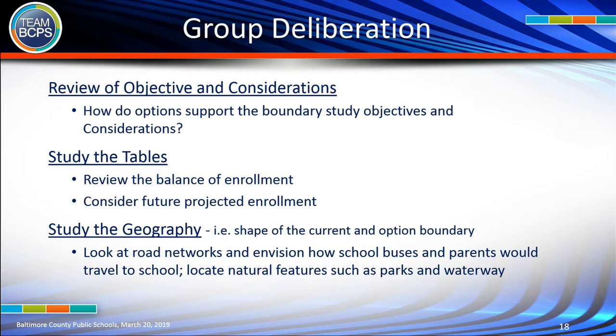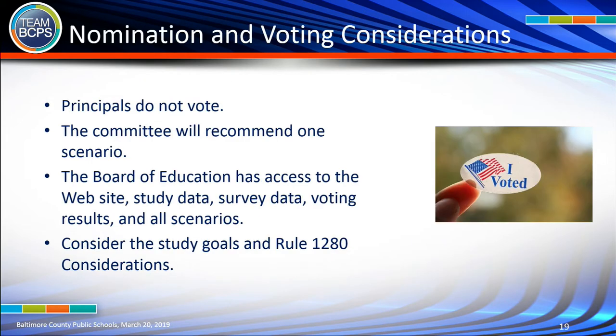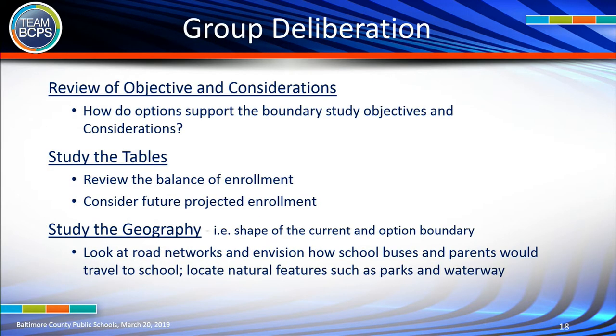One thing before you get together: as you deliberate on the options, review the objectives and considerations. Ask yourself, how do they support the boundary study objectives and considerations? Look at the tables and the maps. Not only look at the way the maps are configured, but also look at the tables, and that will help guide your discussion as you look through this. So I'm going to let you get to work in your small group discussion, and we'll regroup here shortly.